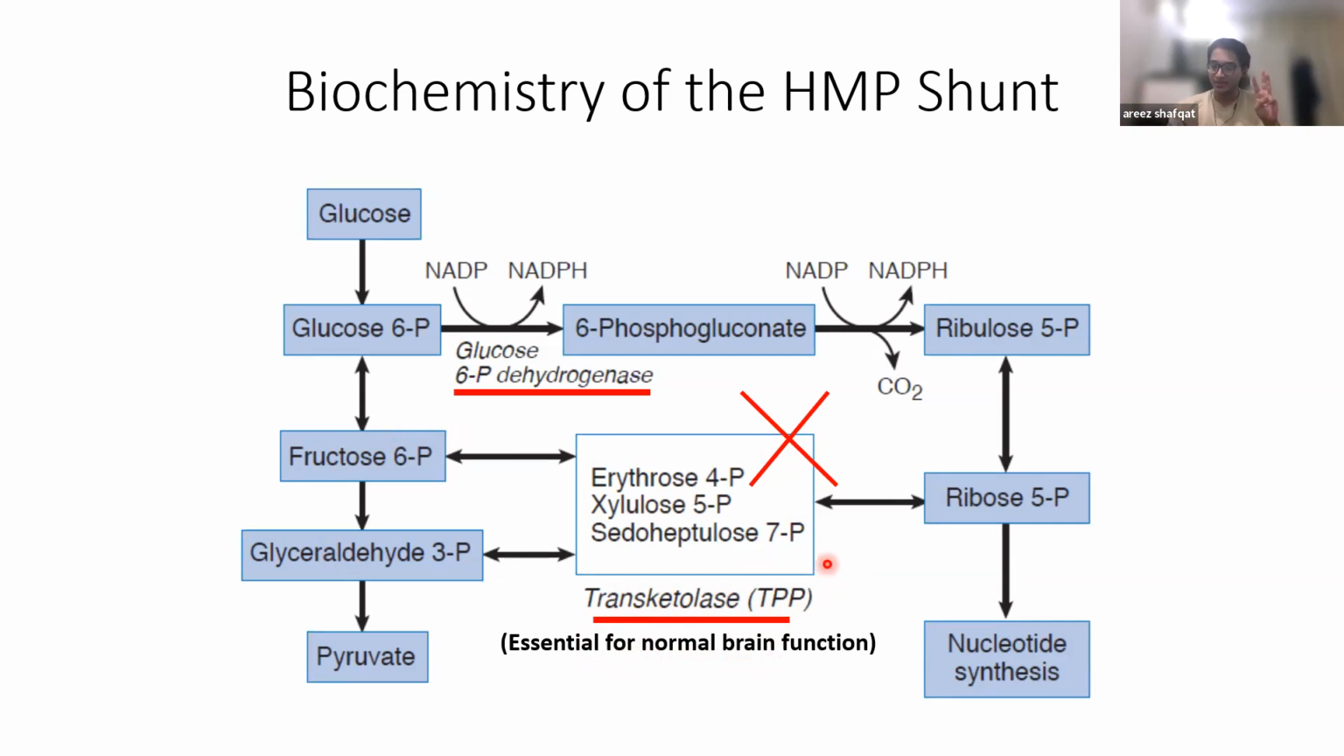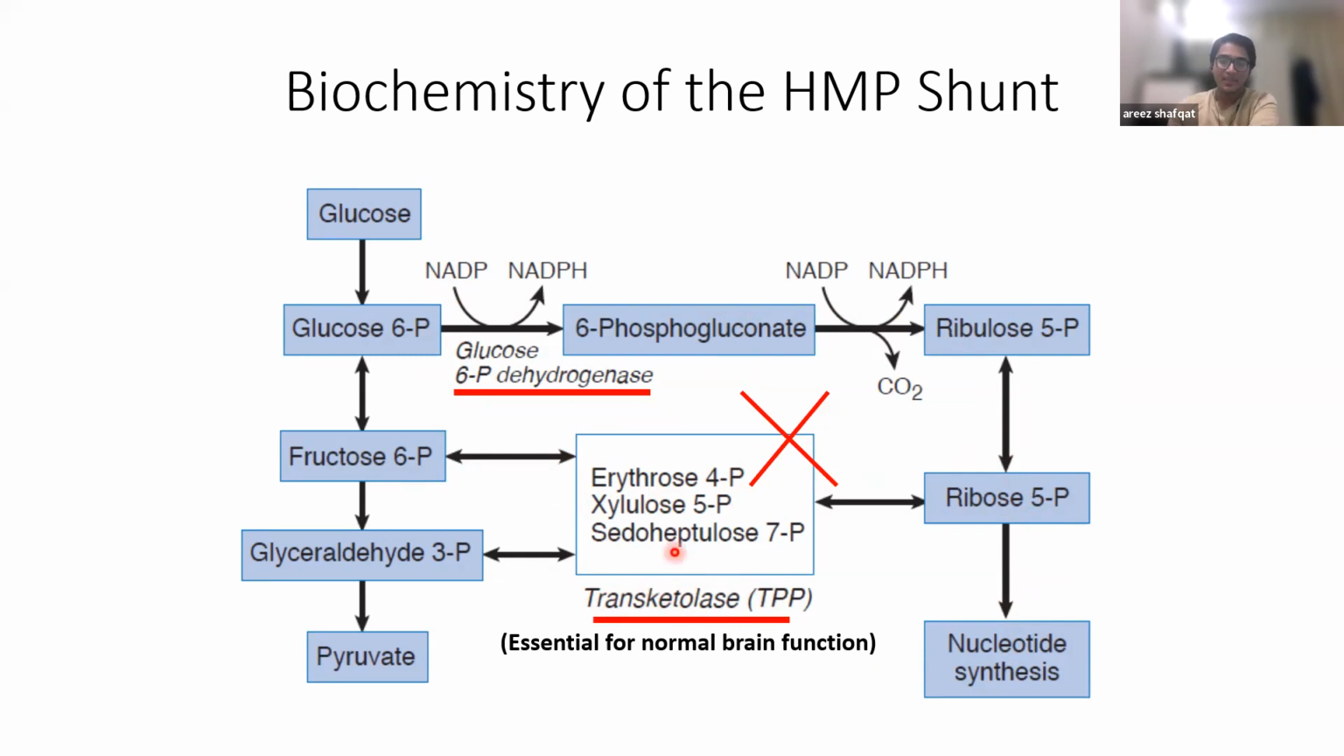So the three things you need to know from the pentose phosphate pathway is firstly this step here, glucose 6-phosphate to 6-phosphogluconate by the enzyme G6PD. This produces NADPH. Eventually, through a series of reactions, you get ribose 5-phosphate, which can be made into nucleotides. Ribose 5-phosphate can be made into other sugars, which can go into glycolysis. You don't need to know the names of these sugars. I put an X here. The only thing you need to know is that these reactions are catalyzed by transketolase, which requires thiamine. This enzyme is essential for normal brain function.